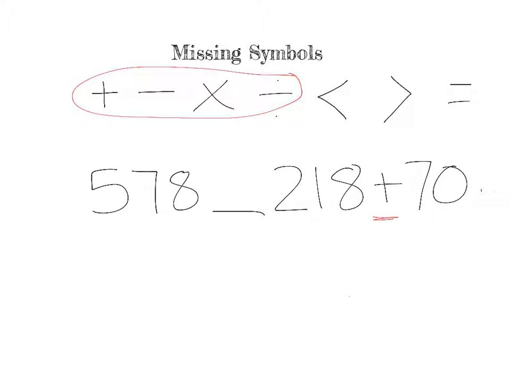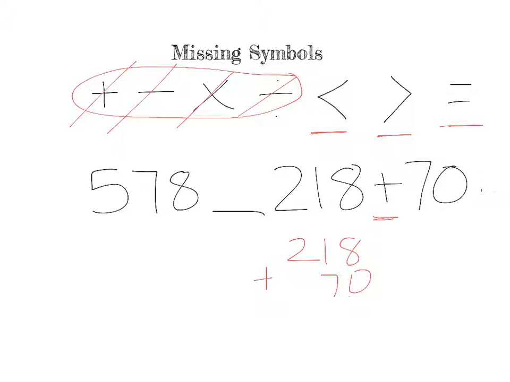So because we already have a plus sign, I'm not going to use any of our four operation signs. I'm going to either have to use less than, greater than, or equal to complete my number sentence. So how I would tackle this is I would first add 218 plus 70 and see if it equals 578. Let's try.